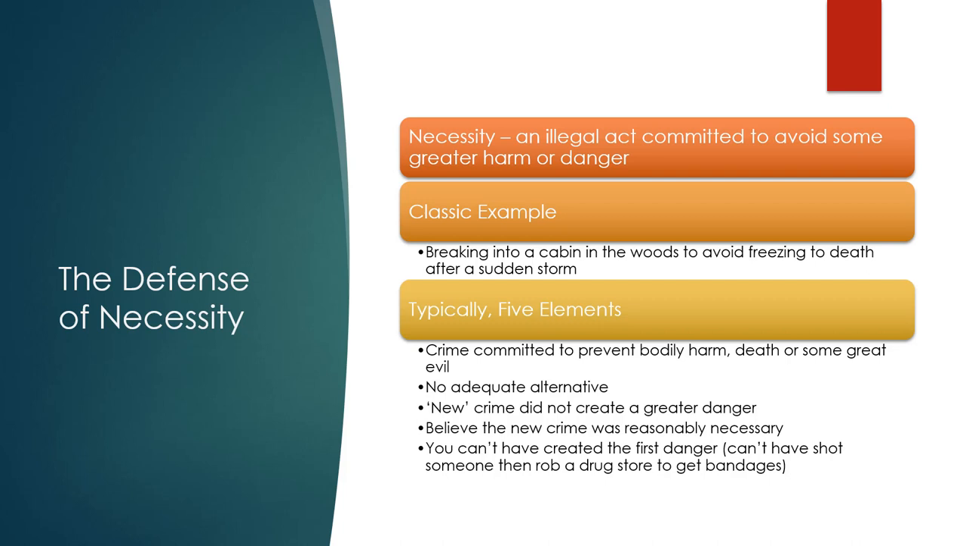Typically, there are five elements for necessity as a defense. You commit a crime to prevent bodily harm, death, or evil. It can't just be, wow, I'm really kind of hungry, I could use a snack. Oh, look, that store is closed, but I'm hungry, so I'm going to break the window and take out the gummy bears. There can't be an adequate alternative.